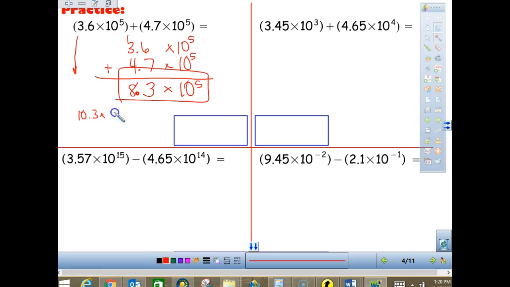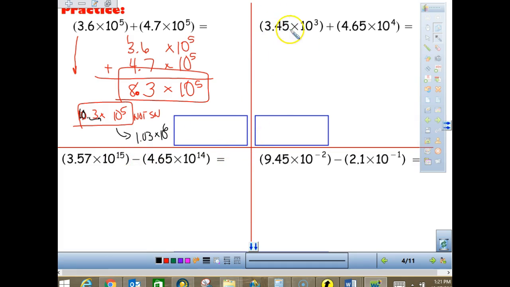If the problem gets you something like 10.3 times 10 to the 5th, you can't leave this answer, right? This is not in scientific notation. If you have 10.3, you would have to rewrite it as 1.03, and then it would be times 10 to what power? 4. This is moving it 5 places. If I put it here, it would have to be to the 6th, okay?